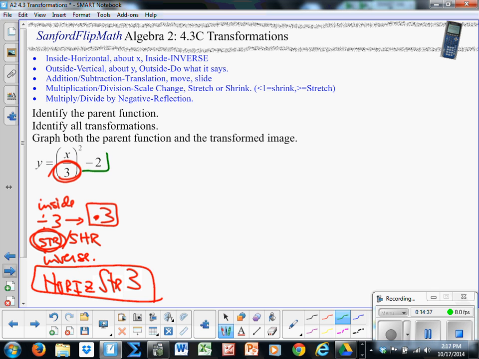This minus 2 is on the outside, so it's vertical, and because it's addition or subtraction, it's going to be either a shift or move or whatever you want to call it. Okay, so it's going to be a vertical shift. So that means up or down. And because it's minus 2, we are going to do what it says, because on the outside you do what it says. So this is down 2. Okay, so that's everything that happens to it.